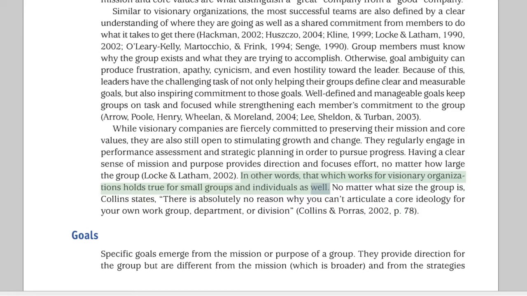No matter what size the group is, Collins states, there's absolutely no reason why you can't articulate a core ideology for your own work group, department, or division (Collins and Porras, 2002, page 78).